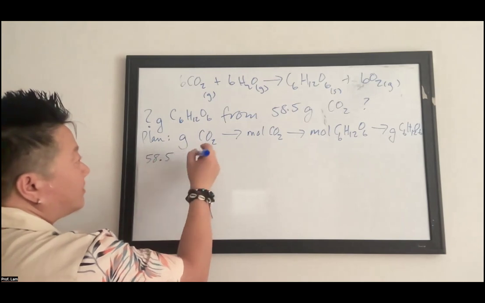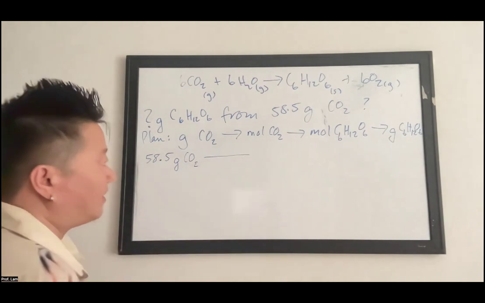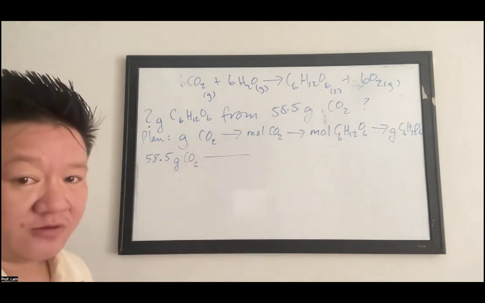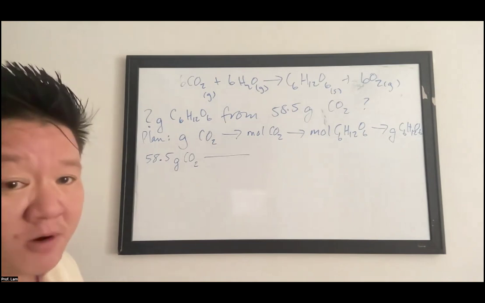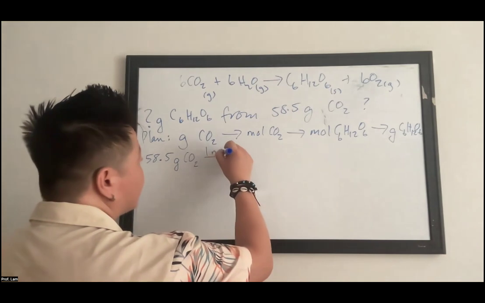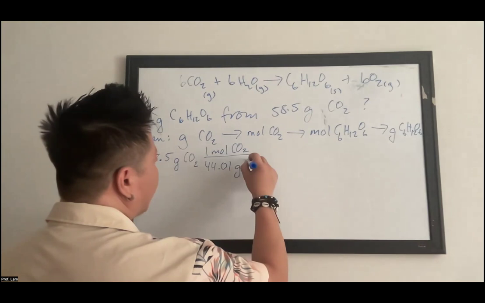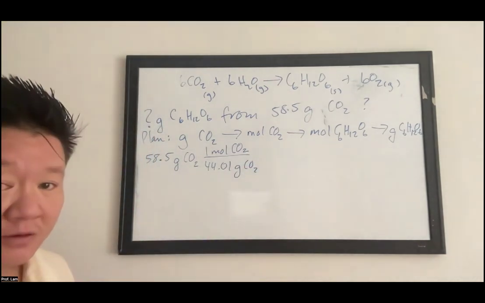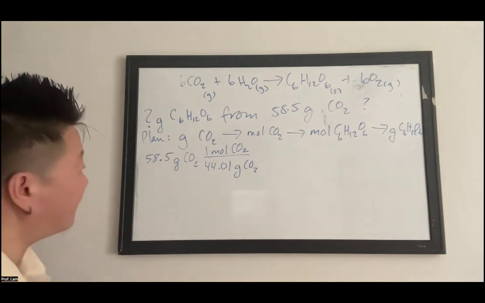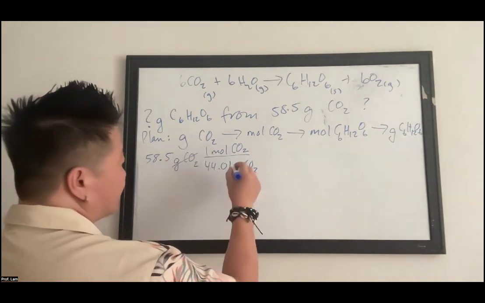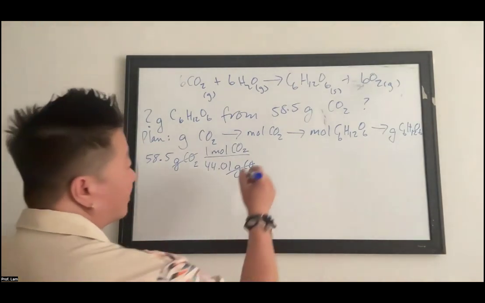So you start with what you're given. Now it's 58.5 grams of CO2. You need to get to moles of CO2, right? How do you do that from grams to mole? You guys are experts at this now. Molar mass, right? So you do 1 mole of CO2 on top, then 44.01 grams of CO2 on bottom. 44.01 is the molar mass. Remember, molar mass is in grams per mole, okay? So we wanted mole on top, right? That's why we end up dividing by 44.01.